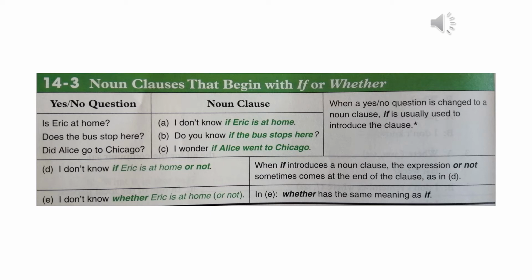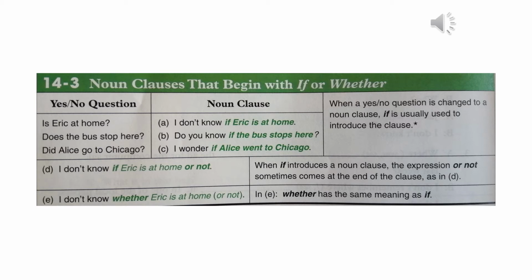Consider the second example. Does the bus stop here? Do you know if the bus stops here? Remember, we use stops because S was a part of does in the question. Now it becomes a part of the main verb in the noun clause. Did Alice go to Chicago? I wonder if Alice went to Chicago. Went, because the auxiliary verb did is simple past. So when a yes-no question is changed to a noun clause, if is usually used to introduce the clause.